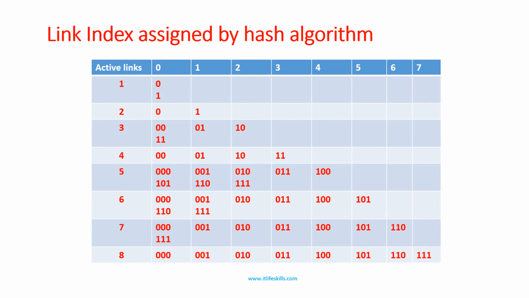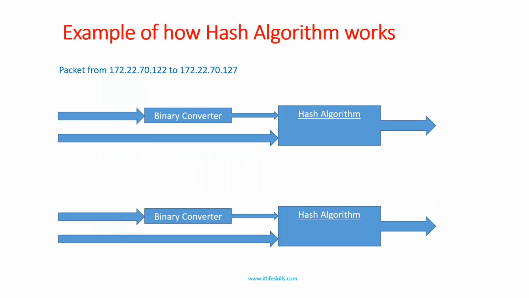So let's move on to the next slide. In this slide, we will go into the example of how the hash algorithm works. In this case, we will analyze the packet sent from the IP address 172.22.70.122 to the IP address 172.22.70.127. So this is the source IP address and this is the destination IP address.